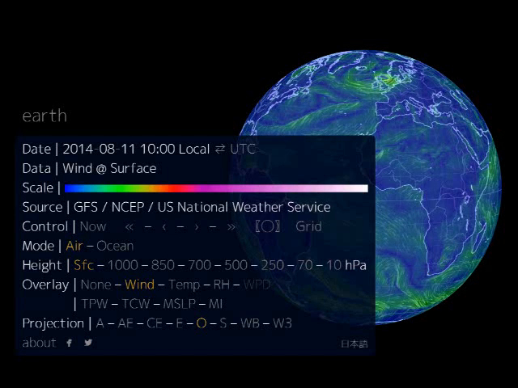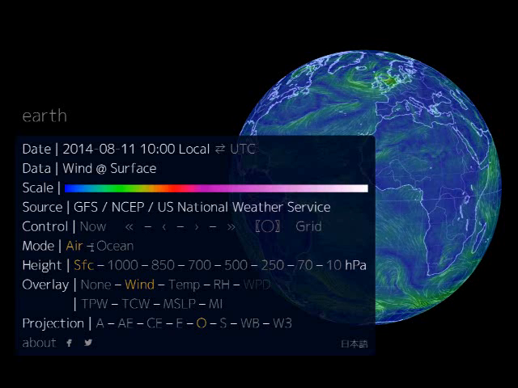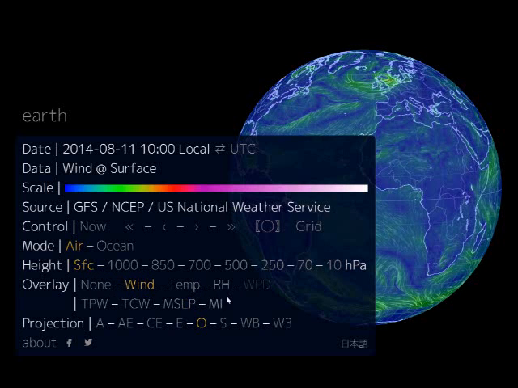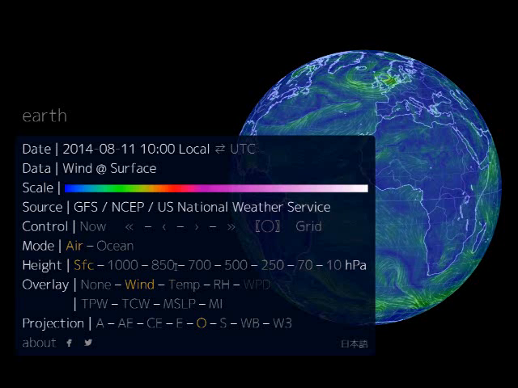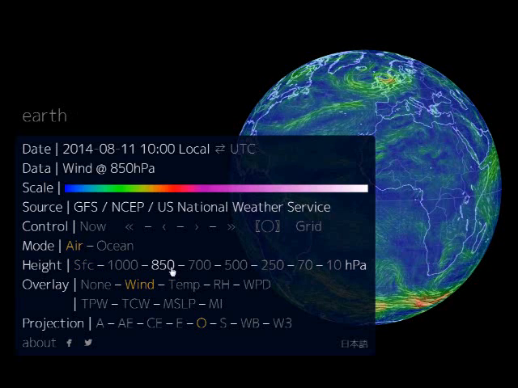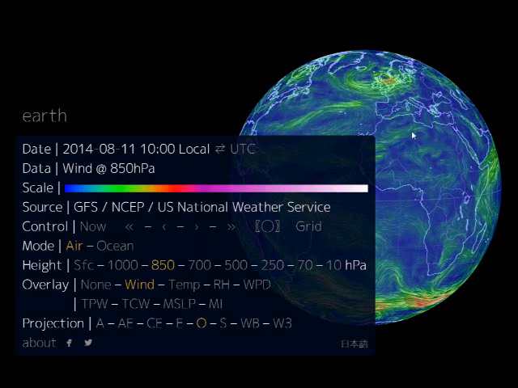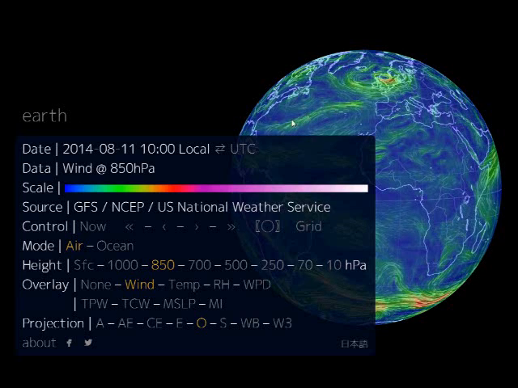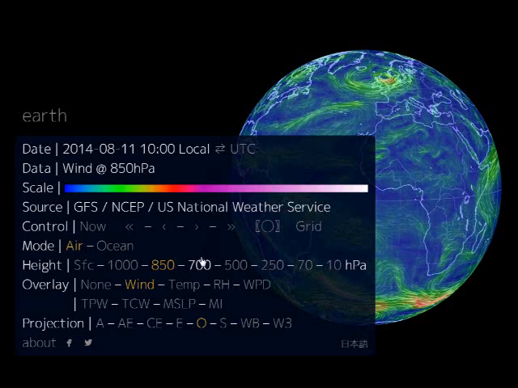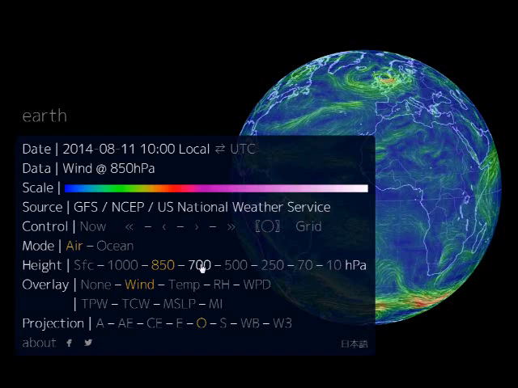So here we are on the National Weather Service, and what we're looking at is the air at the surface, and we're looking at the wind, and we'll have a look at temperature and residual humidity later on. Because we're at the surface, I want to see what's happening high up in our atmosphere. So I'm going to take you to 850 HPA, and what we're going to see on the globe behind is an increase in activity as we start to go further, higher off the surface and closer to the atmosphere.